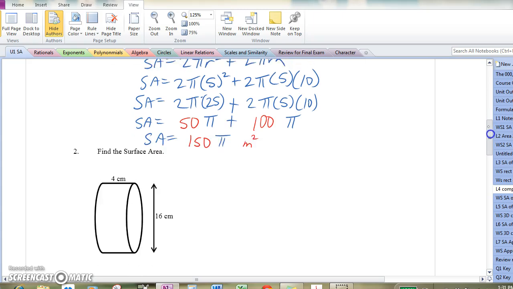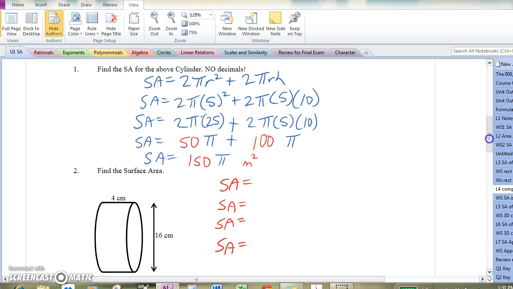Next one. I want you to try this now. Start writing out the formula. SA equals. Probably going to have 4 lines of work. I want you to try it. Follow exactly what we did up above. Okay, all you're doing is changing numbers. So I want to make sure that you follow the example.